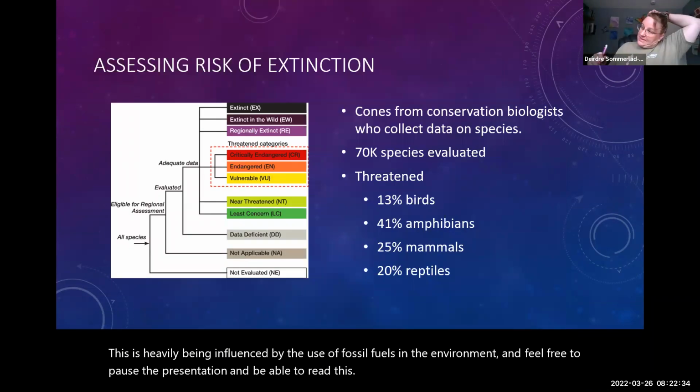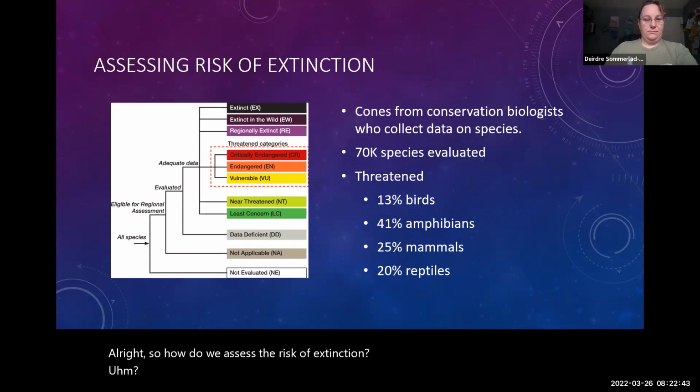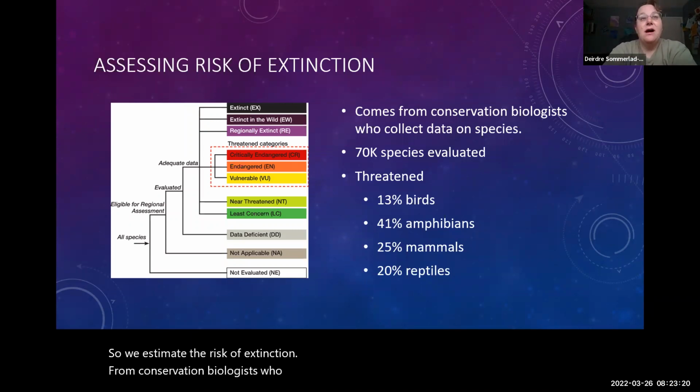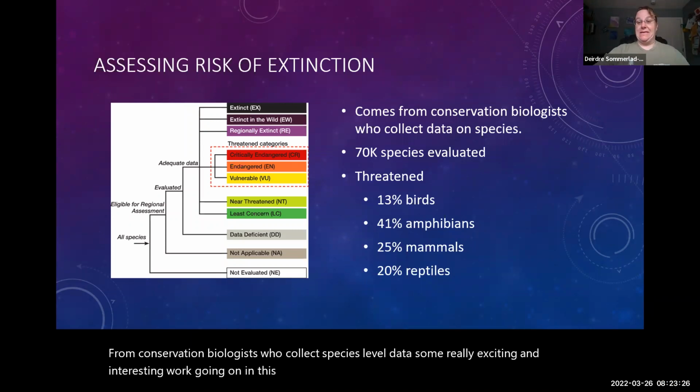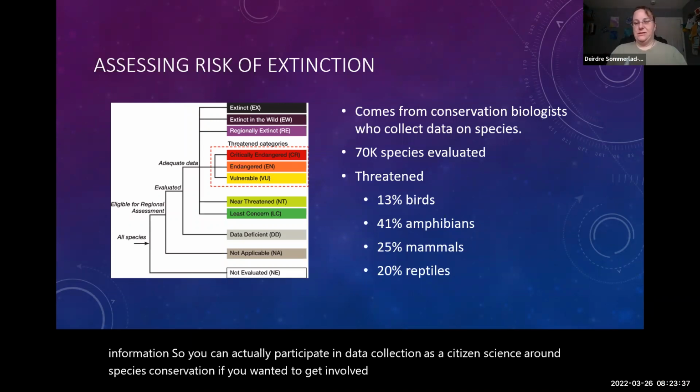All right, so how do we assess the risk of extinction? We estimate the risk of extinction from conservation biologists who collect species-level data. There's some really exciting and interesting work going on in this area, especially around citizen scientists helping to collect information. So you can actually participate in data collection as a citizen scientist around species conservation if you wanted to get involved in that. There's a lot of really interesting work being done.